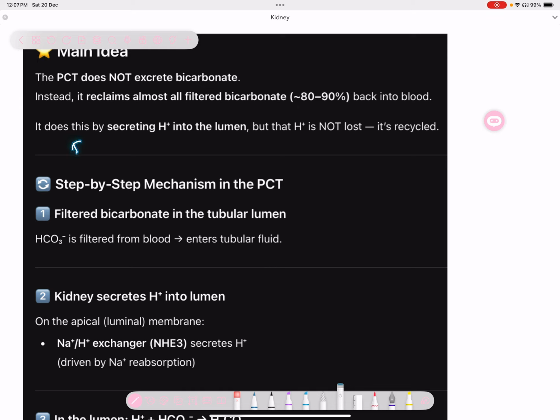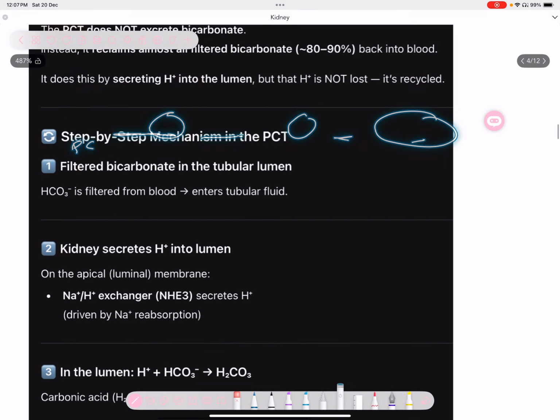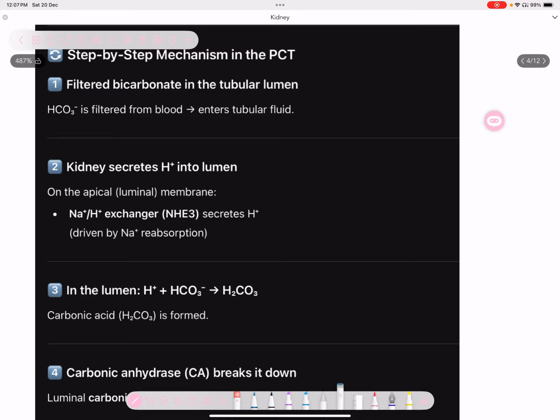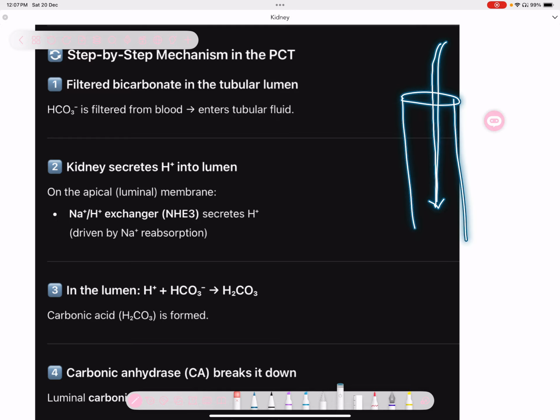Other than that, what does the PCT do? It secretes protons into the lumen, but this proton is not lost, it is recycled. So see, there is continual recycling. So let's look at the step-by-step mechanism. Filtered bicarbonate in the tubular lumen. So first of all, the bicarbonate in your lumen was filtered, right? I had already established this at the start. Bicarbonate is filtered from the blood. It enters the tubular fluid.